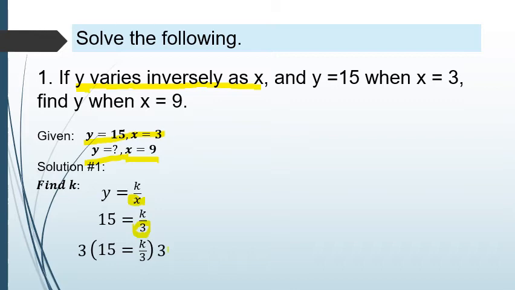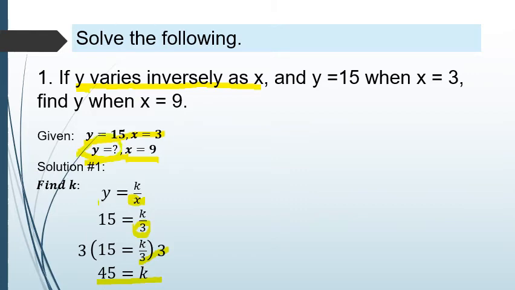So, dito makakancel ito. Magkakaroon tayo ng tirang k. So, eto naman, we have 3 times 15, that is 45. Ibig sabihin, ang constant natin or ang value ng k ay 45. So, paano natin hahanapin ang value ng y?